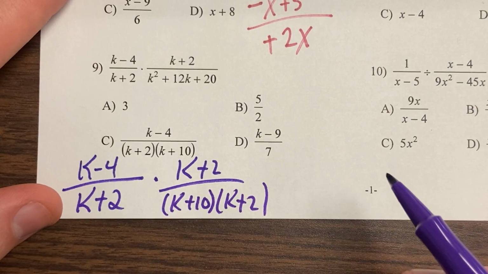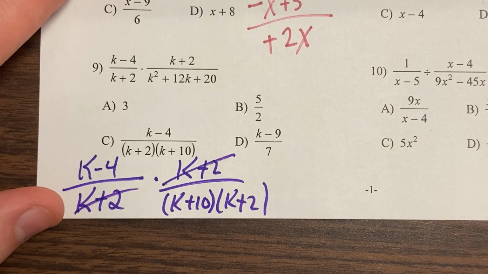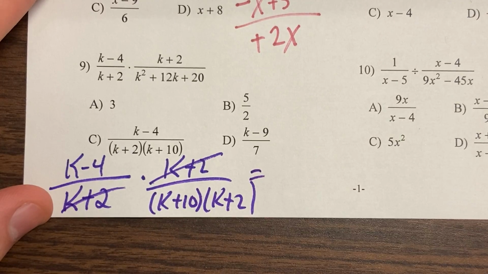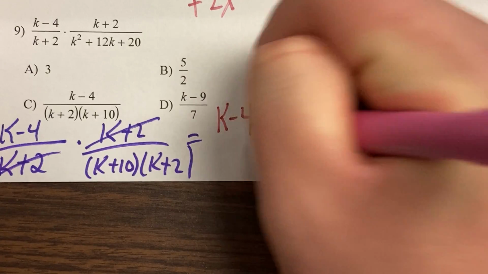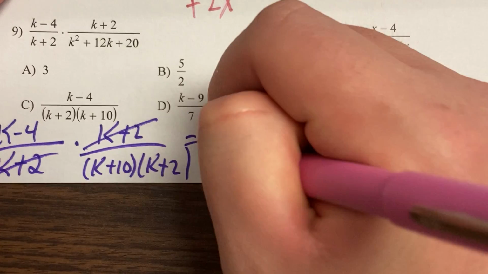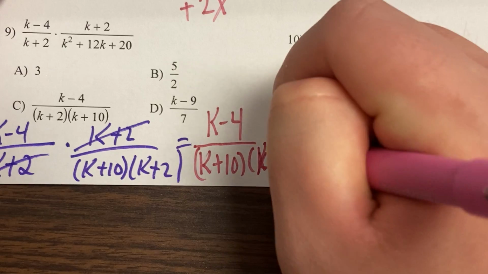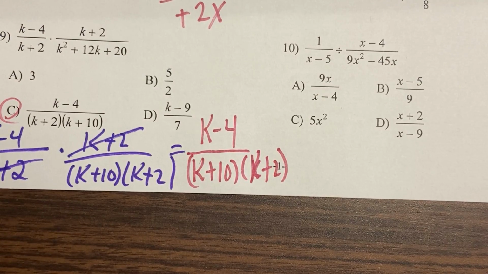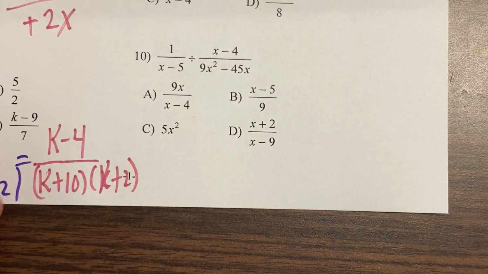Okay, so let's start canceling. I've got a k plus 2 and a k plus 2. It looks like the only thing that's going to be left, not a lot canceled there, we have a k minus 4 from over there, and then in the denominator, we have k plus 10 times k plus 2. Ooh. And it looks like C is going to take us there. Cool. All right, number 10.